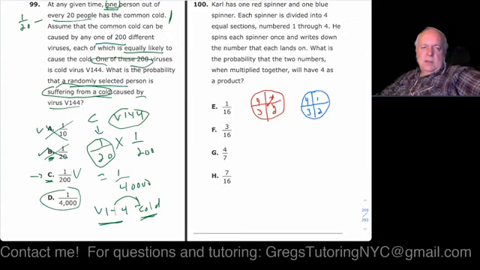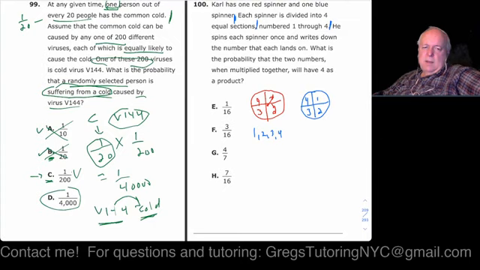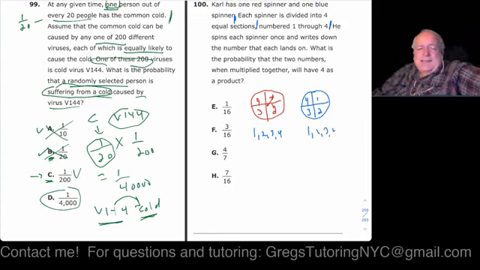So let's go through this again. Carl has 1 red spinner and 1 blue spinner. Each spinner is divided into 4 equal sections, numbered 1 through 4. He spins each spinner once and writes down the number that each lands on. So this can land on 1, 2, 3, 4. Because he writes down the number it lands on, we're not running a scenario where the spinner is between 2 numbers. Same for the blue one: he can get either 1, 2, 3, or 4. So far, this is easy peasy. This is a no brainer. This is like kindergarten.